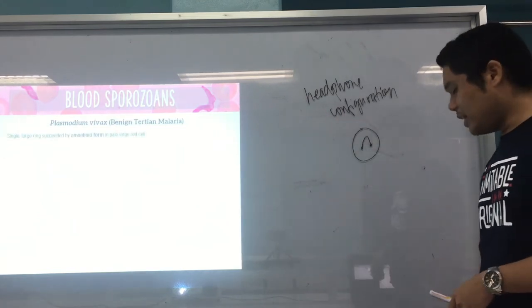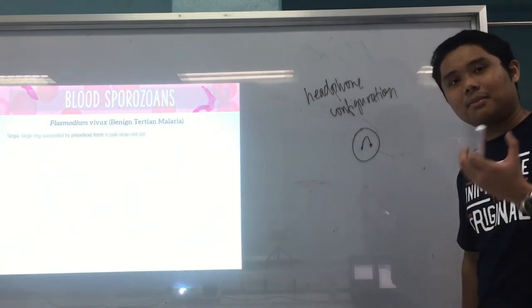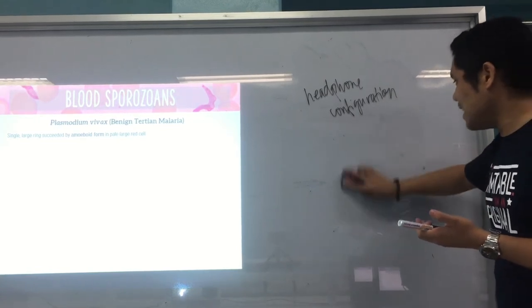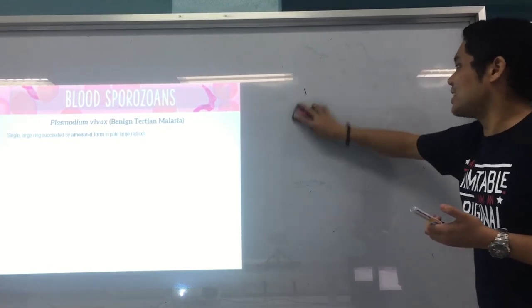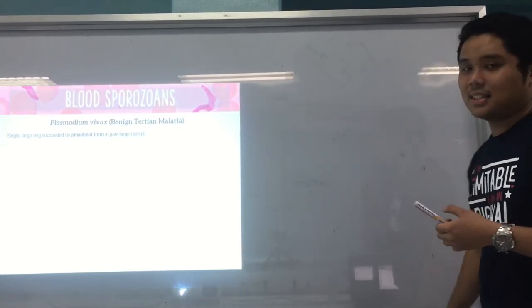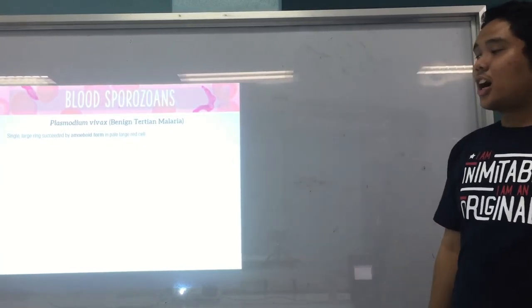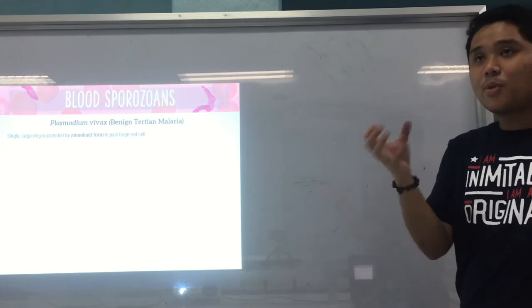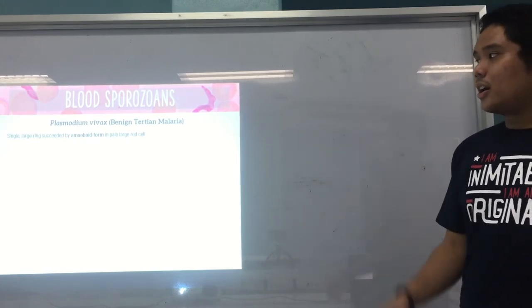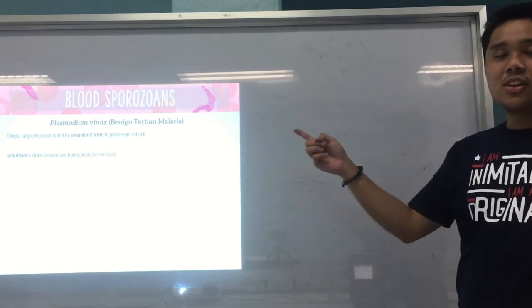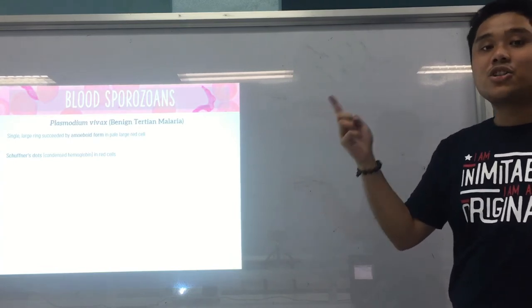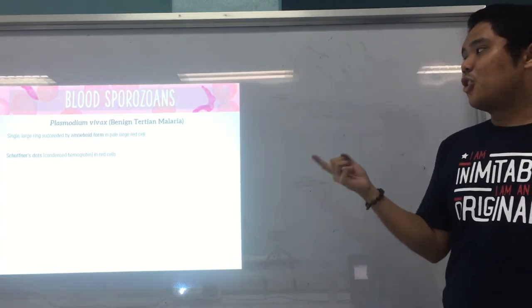Again, which is considered to be your benign tertian malaria, meaning it's not that deadly, or it doesn't infect all of the RBCs. So, benign lang. Very characteristic niya are its amoeboid form, amoeboid form trophozoite in your red blood cells. And it has characteristic Schuffner's dots in your red blood cells.